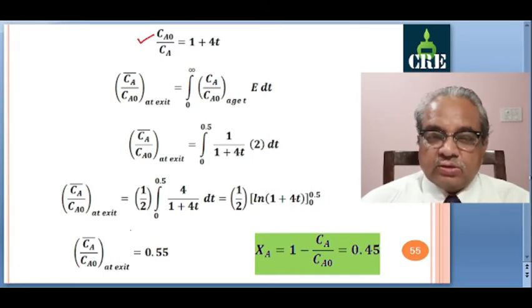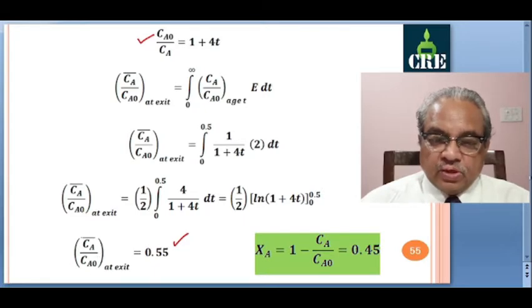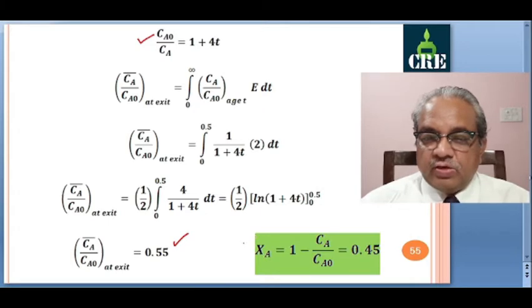And if you solve this by substituting the limits, you get this value as 0.55, and this value is nothing but the average value at exit, and that we can use. So XA, the final conversion at exit, I did not write it as Ca bar by Ca0, or you can write it. So conversion here is 0.45.